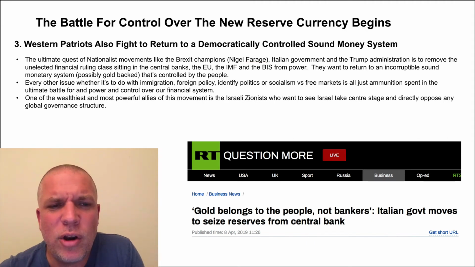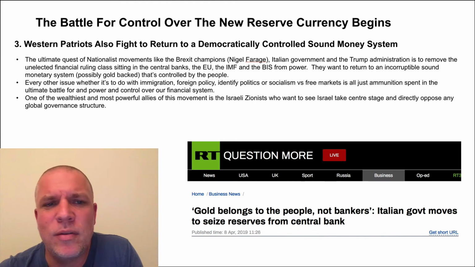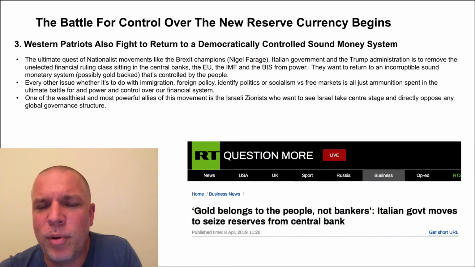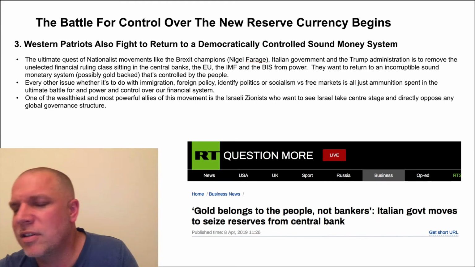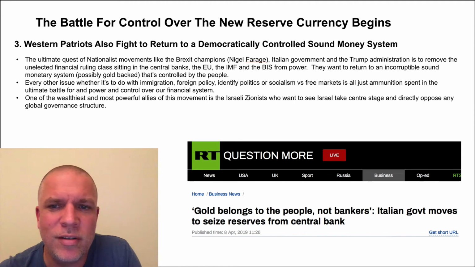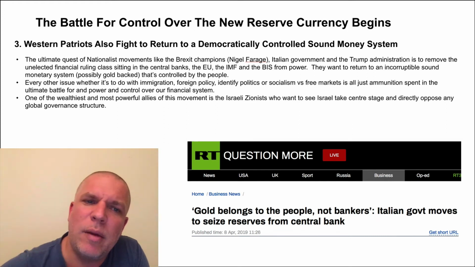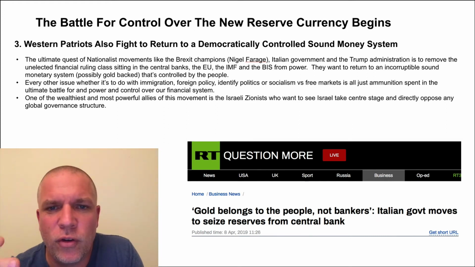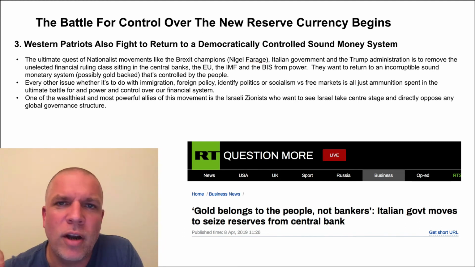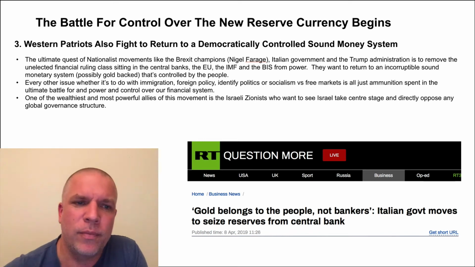And a lot of the stuff you're hearing at the moment, whether it's to do with immigration or foreign policy or identity politics or socialism versus free markets, a lot of it is just noise. A lot of it is just ammunition that's being spent as part of this battle. Ultimately, if you trace it back, it's trying to secure votes, or trying to secure political leverage, which I ultimately believe is all about trying to be in the hot seat when we transition into this new system.